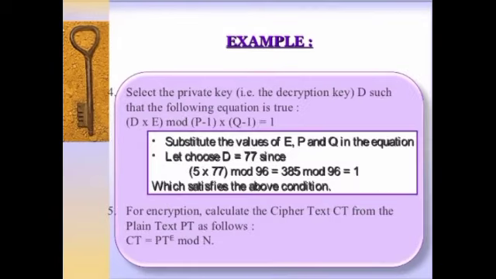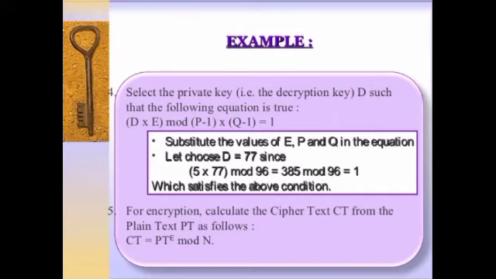The next step is to select the private key, which is the decryption key D, such that the following equation is true: D times E mod (p minus 1) times (q minus 1) is equal to 1. So substitute the values of E, p, and q in the equation. Let's choose D equal to 77, since 5 times 77 mod 96 is equal to 385 mod 96, which equals 1, satisfying the above condition.